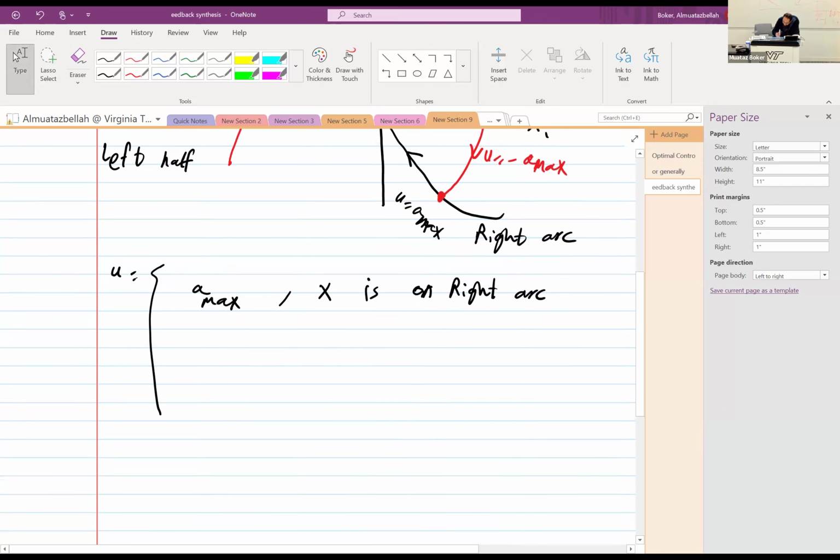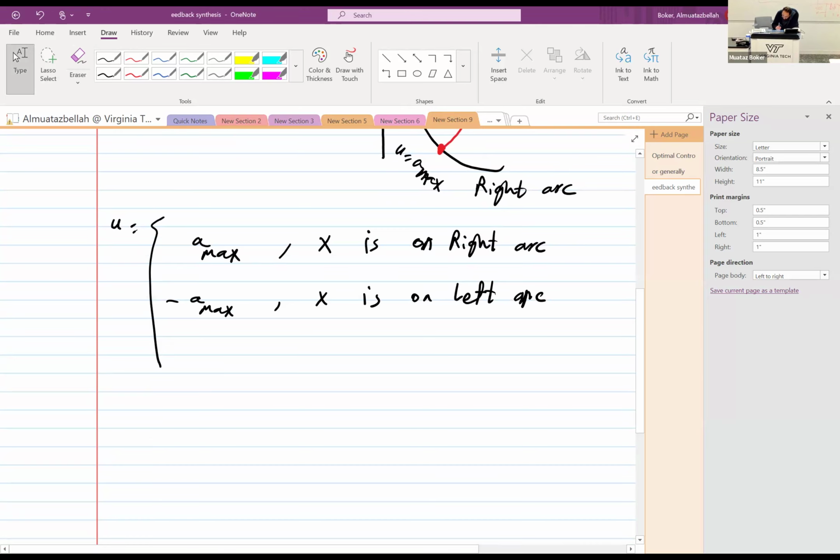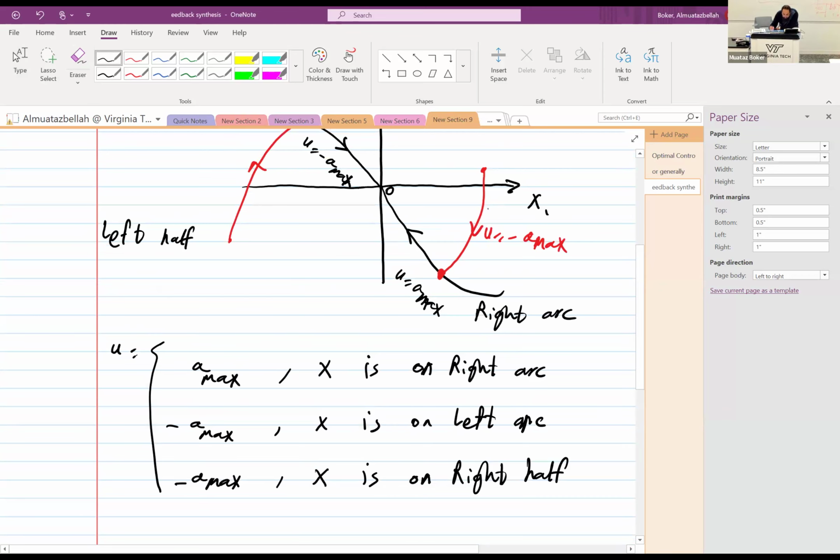Okay, U is equal to minus A max when X is on the left arc. Okay. And U is equal to minus A max when X is on the right half. So if I'm on the right half, which means that I'm in the red, to the right of the arc. Right half means right of the arc.